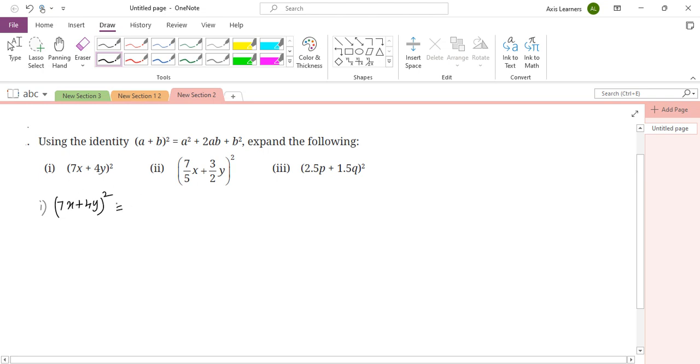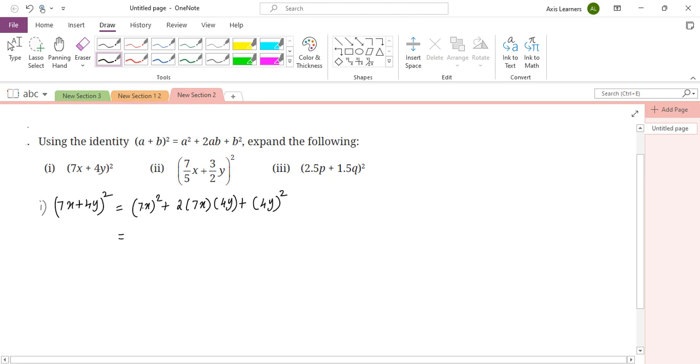Now we will expand this. Then what will come here? 7x the whole square plus 2ab, 2 into 7x into 4y. See here, I put bracket. The bracket means in between nothing is there, so we will consider that as multiplication. If nothing is there in between two numbers or variables, we will consider that as multiplication. And the last one, plus b square. b is 4y, so write 4y the whole square.